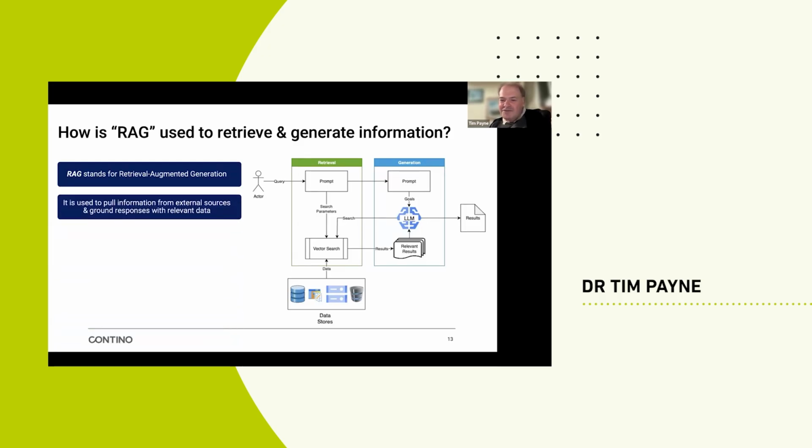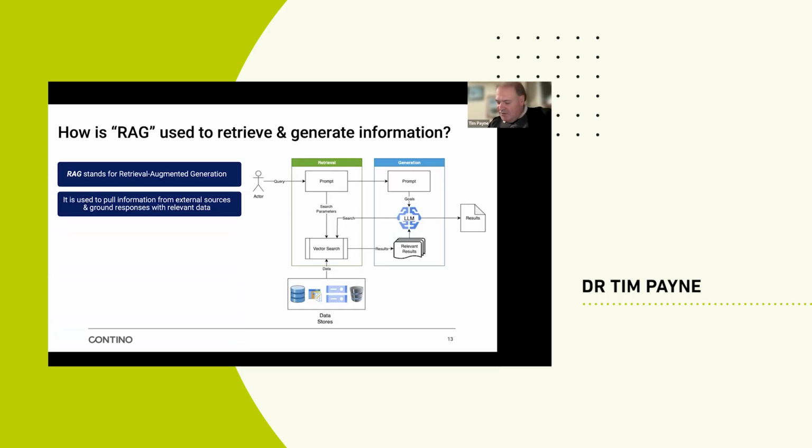It's used to pull information from lots of external sources. So as I said, that could be wikis, problem systems, IT systems, process documents, it could be anything really that you can connect as a data source. And then it will use those to ground the results that you're actually asking for.